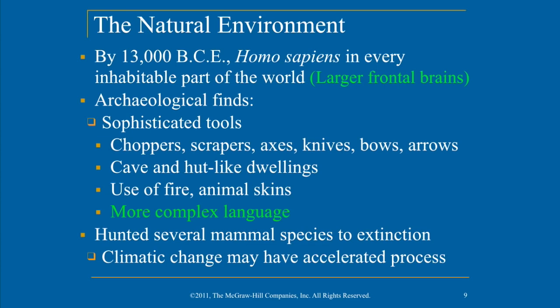They developed cave and hut-like dwellings, so they would find a small cave to protect them from the elements, whether the rain or the sun. And they had hut-like dwellings, which were more pop-up, and they were able to develop things that would protect them from the elements. They were able to use fire and even animal skins to protect themselves from their environment.